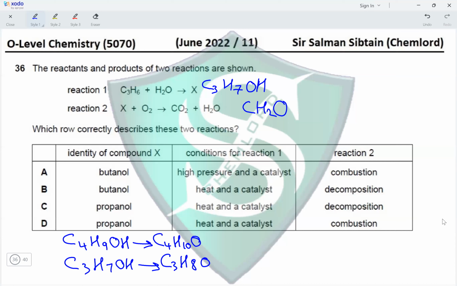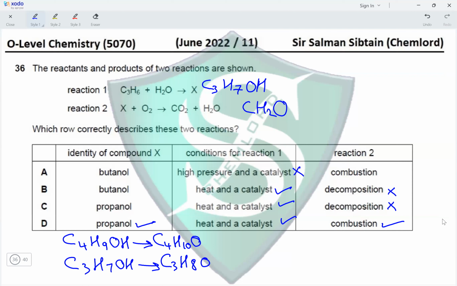So next, conditions for reaction 1. Condition for reaction 1 is heat and catalyst. So option A has been eliminated. Reaction 2 is combustion. So options 2 and 3, B and C, have been eliminated. So combustion is there in option D, which makes this compound propanol and not butanol.